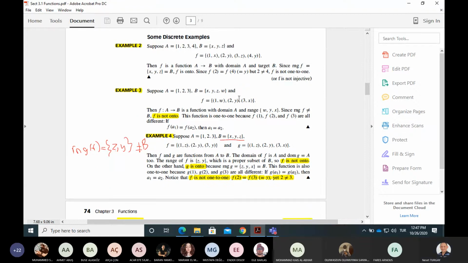Now, B is given like that. Here the range is W, X. The range is not equal to B. That means f is not onto. This is one-to-one because f of 1, f of 2, f of 3 are all different. And if f of a1 is equal to f of a2, then a1 is equal to a2. Okay?